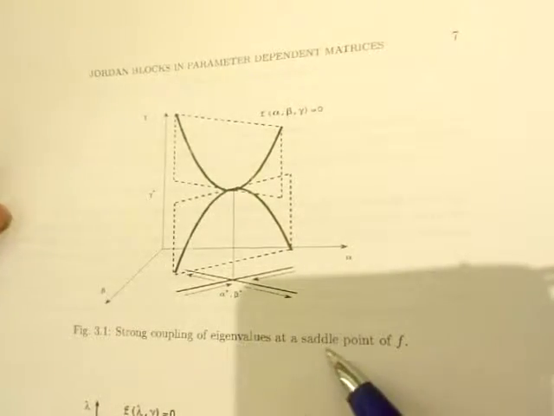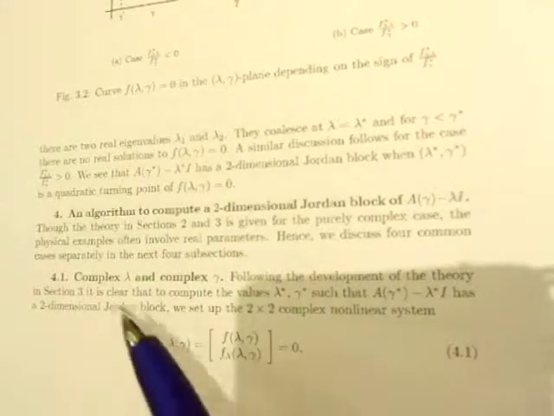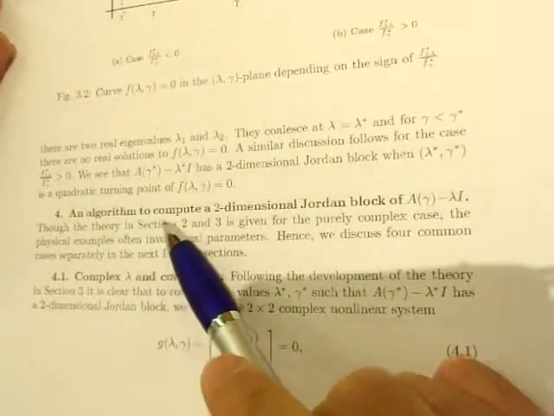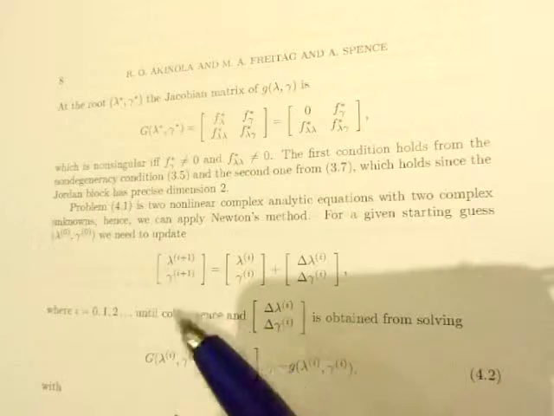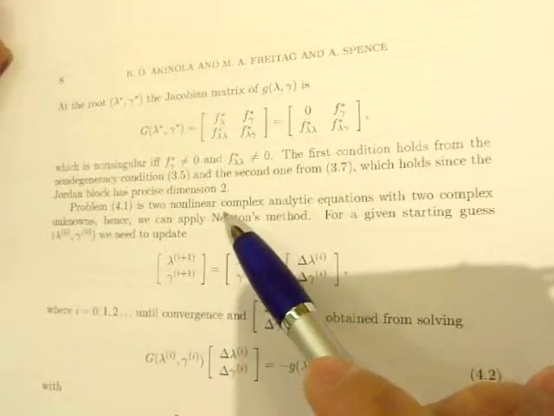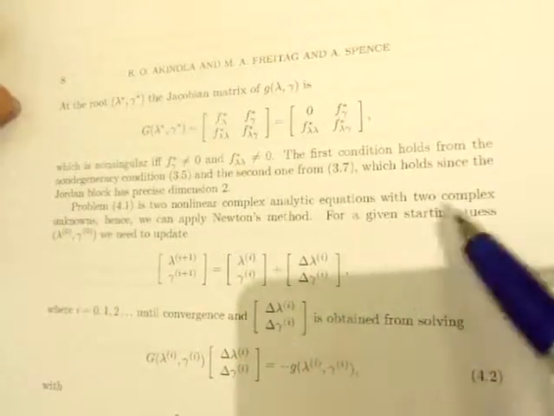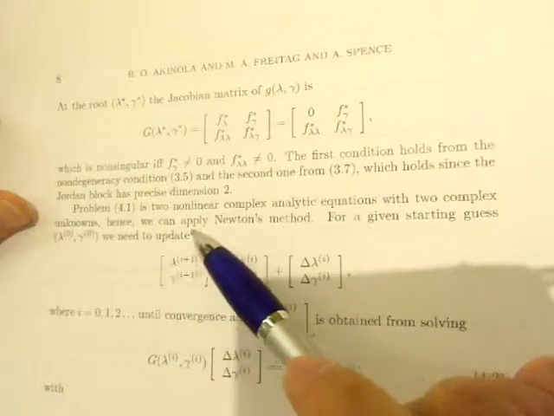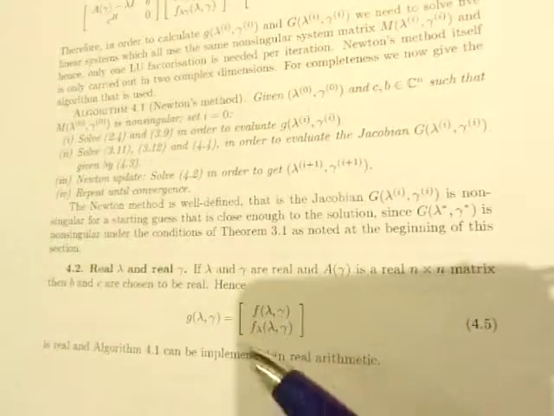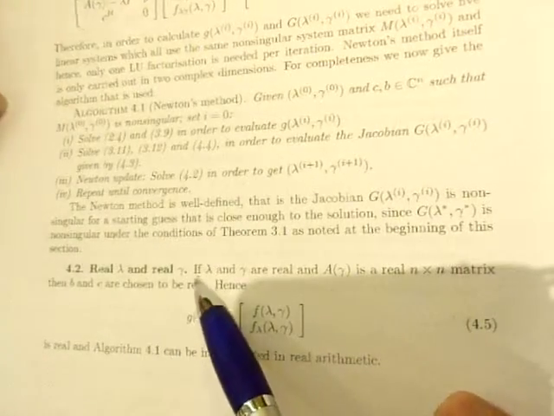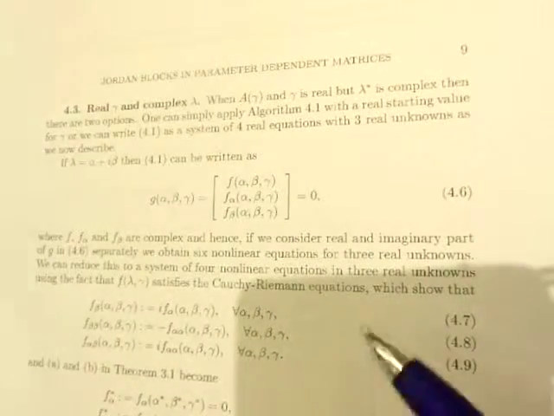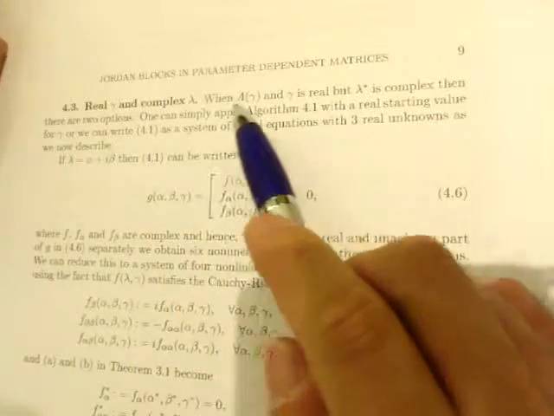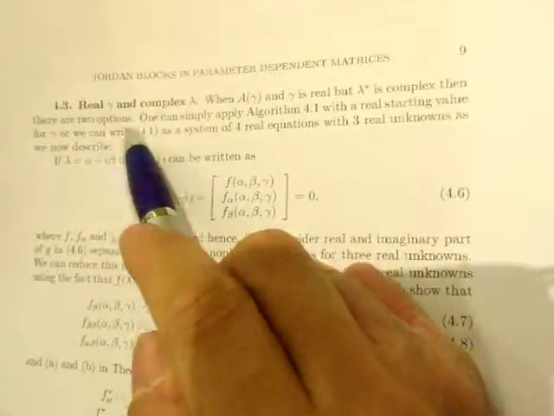Strong coupling eigenvalue, set point F. The algorithm computes the two-dimensional Jordan block. The problem is a non-real complex analytical equation. The unknown is complex, hence we can apply Newton's method. Real and real. If the real matrix is real, complex with the complex, and two options.